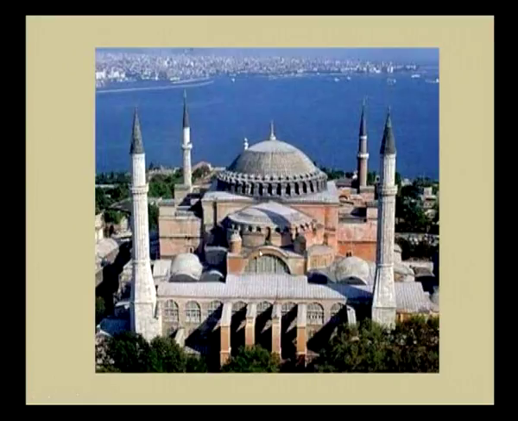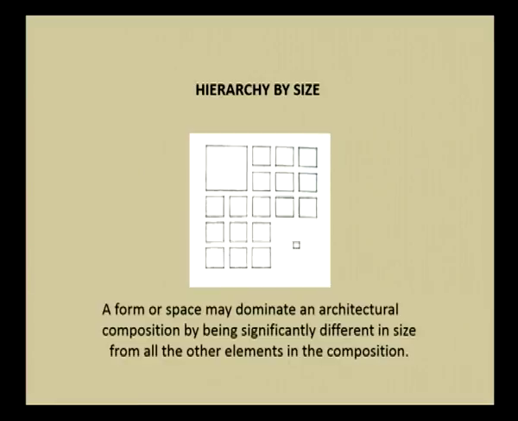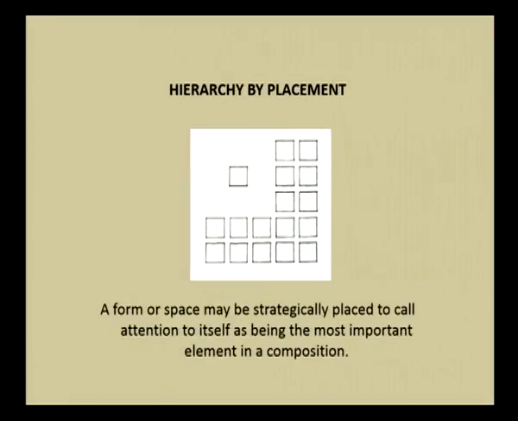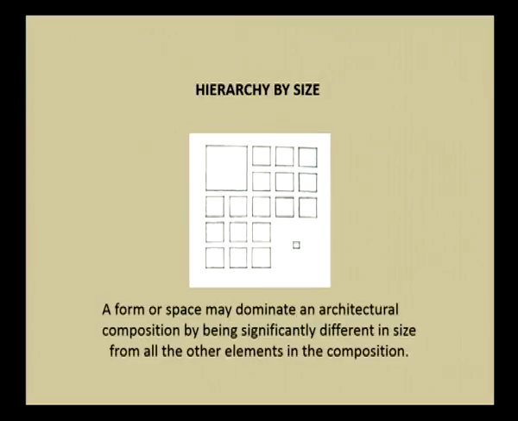That is an example of hierarchy. Hierarchy, or importance, can be shown in many ways. Hierarchy can be shown by size, by shape, or just by the location and placement of an element. Hierarchy by size: a form or space may dominate an architectural composition by being significantly different in size from all the other elements in the composition, like what is shown in this picture.